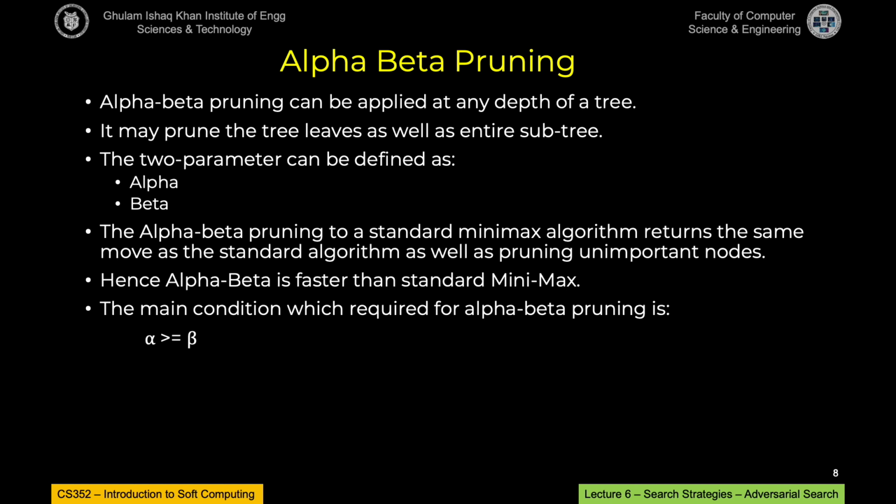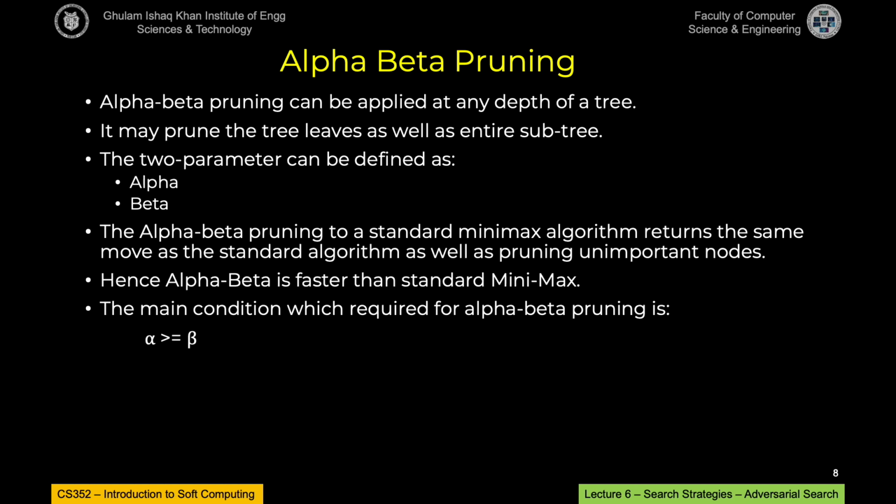The two parameters alpha and beta can be defined as follows: alpha is the best or the highest value choice we have found so far at any point along the path of the maximizer. The initial value of alpha will always be set as negative infinity, the largest negative value. Beta, on the other hand, is the best or the lowest value choice we have found so far at any point along the path of the minimizer. For the minimizer the best value is the lowest value, and we always initialize beta with the highest possible positive value, or positive infinity.